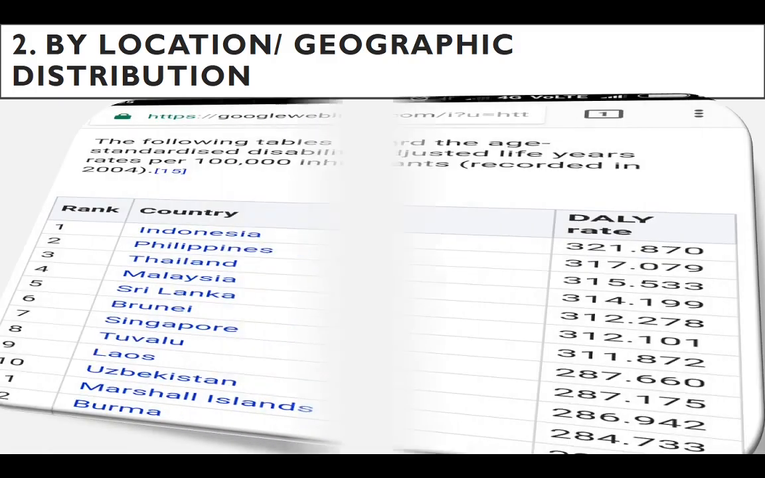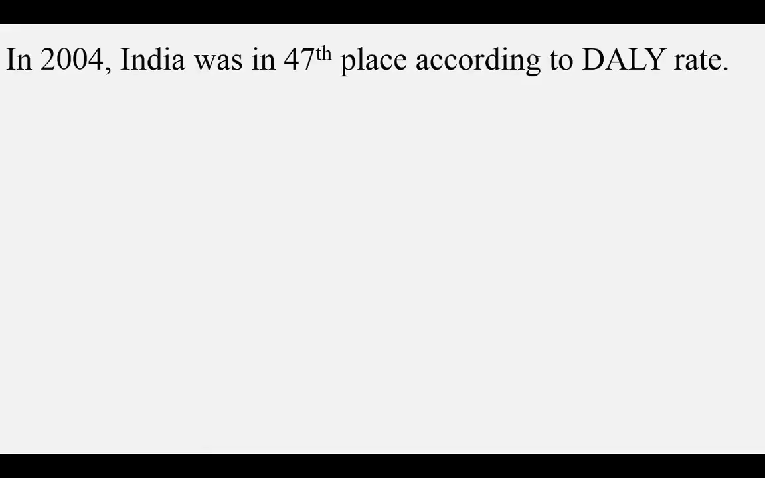Okay, now, this is what the DALY rate is, the disability adjusted life years, right? So these are the findings. Now, in 2004, India had the 47th place according to the DALY rate.